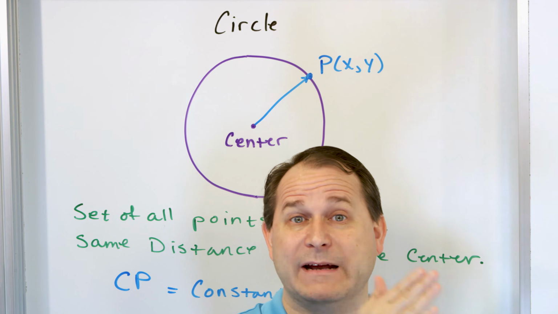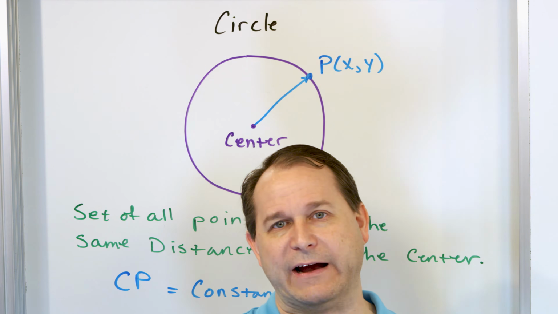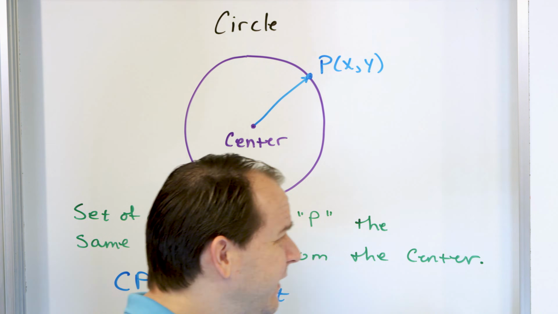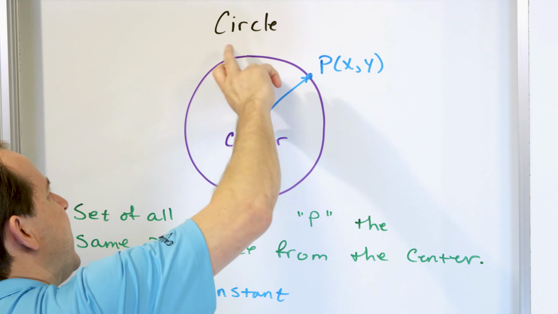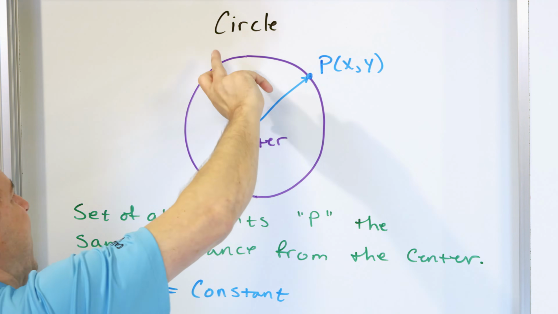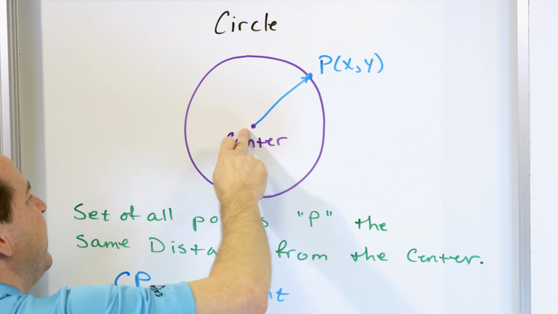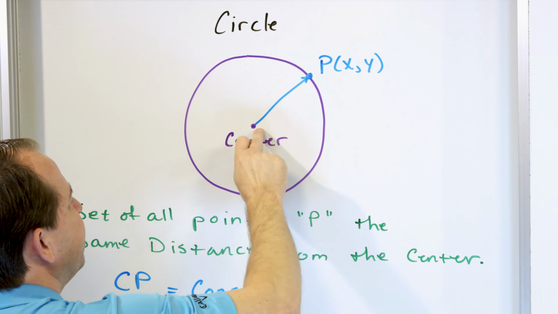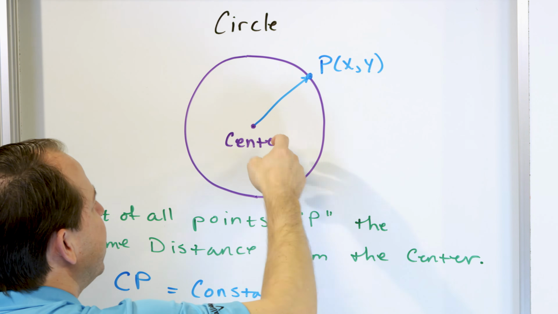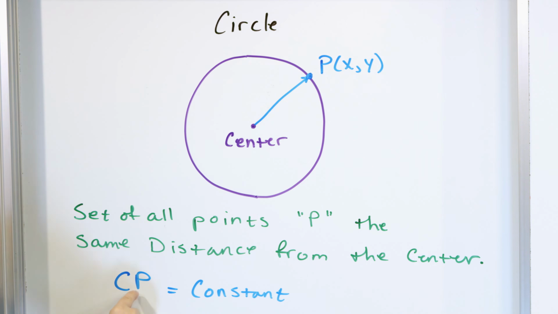The distance between A and B is AB. The distance between X and Y is XY. The distance between the center and the point P is called CP. And this distance must be a constant no matter what angle I'm looking at. If I'm looking over here, the distance between the center and this point must be the same as the distance between here and here, which must be the same as the distance between here and here. So we're saying that the distance between C and all of the points P must be a constant number.